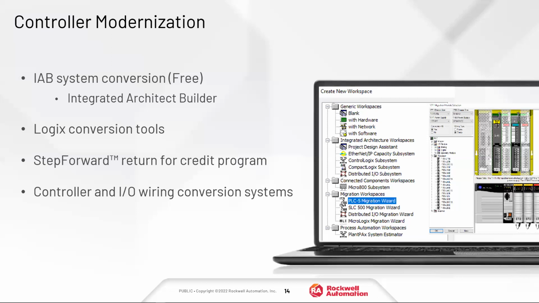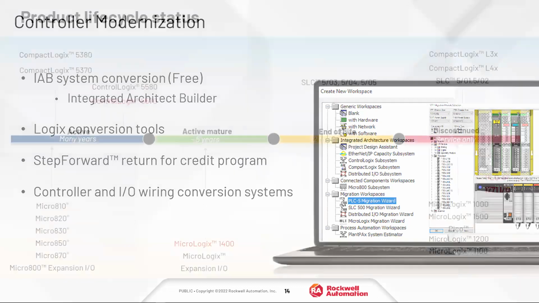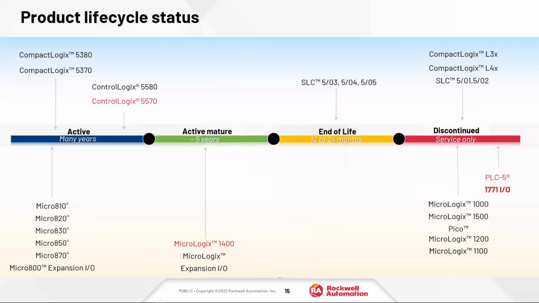And to help you with the generation of the bill of material, those conversion systems are embedded inside Architecture Builder. So when you do your conversion project in IAB, you can do the conversions, and IAB will create a bill of material with the correct wiring, chassis, and cables, and all those kinds of things. So that's kind of the basics of some of the pre-steps in the conversion process.